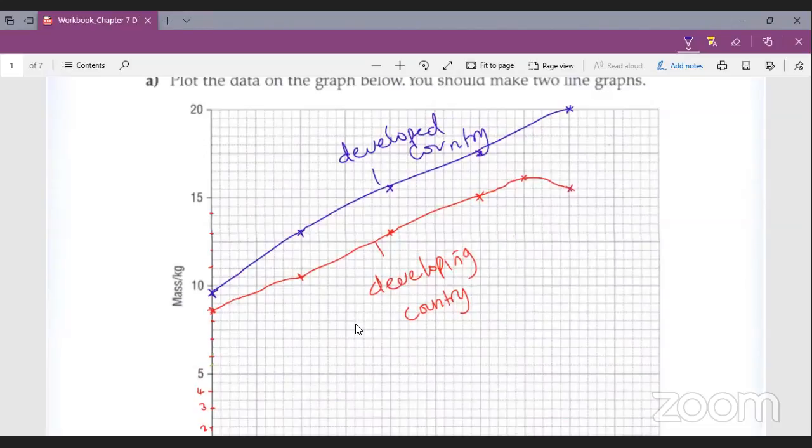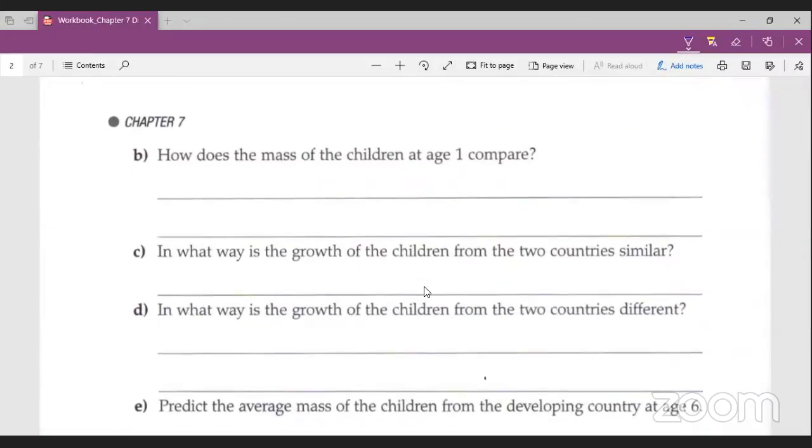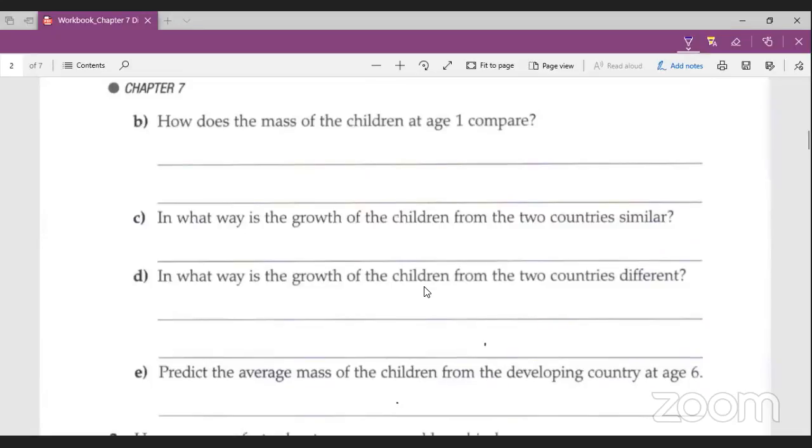With these types of questions, common in exams, Abana said, I don't know anything about your question in the exam. I just know these are the sample. It might be, and it might not be. I've got no idea, but I think you should prepare for it. So how does the mass of the children in age 1 compare? Tell me the comparison.